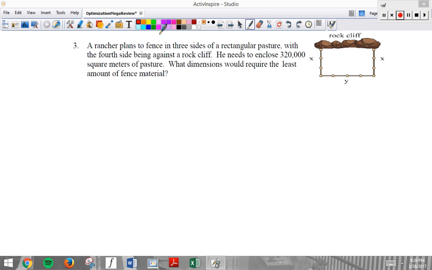Okay? The first equation, let's see. He needs to enclose 320,000 square meters. Square meters is an area thing. The area of that shape is x times y. That needs to be 320,000.